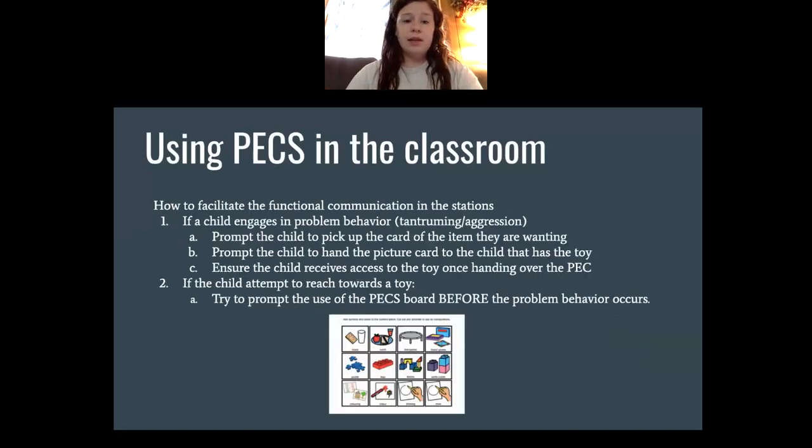And here we see that the PECS board will be used. So if a child indicates in any way that they are interested in a toy, the teacher or the paraprofessional will be responsible for prompting the child to go over to the board, pick up the appropriate PECS card, and hand it to the person that they are wanting the toy from.